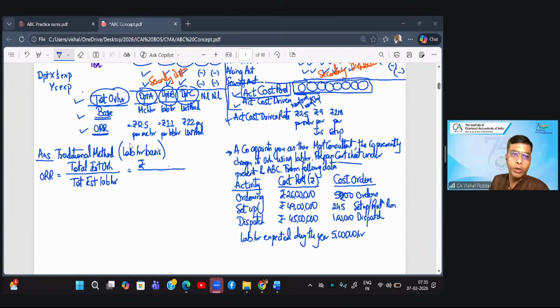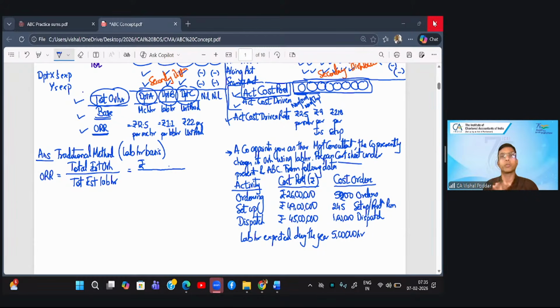Maithili, that I have already said. So how am I going to find out ORR? By dividing the overheads by the base. I have already written that the base here is labor hours, which is given in the question. Now I want the amount. What amount will you take in the numerator and what amount will you take in the denominator?